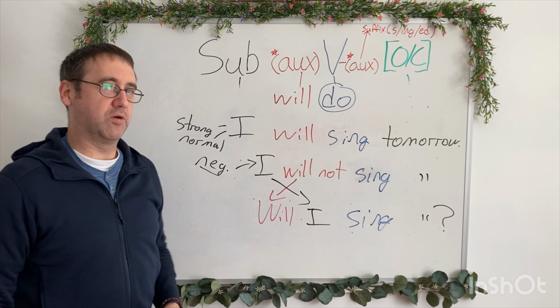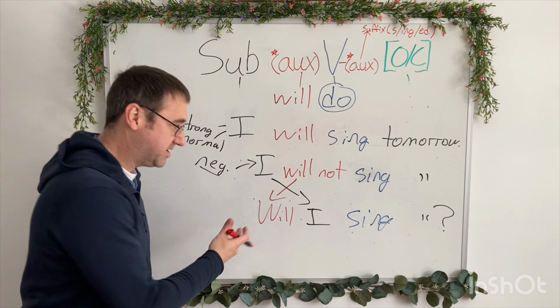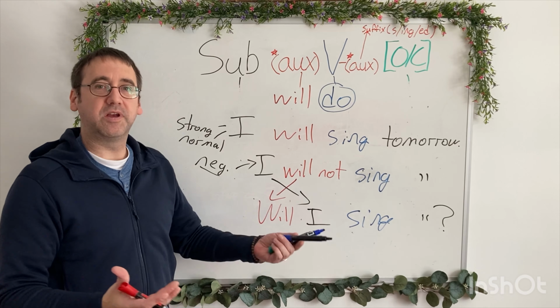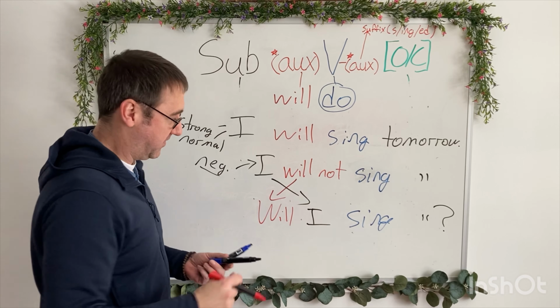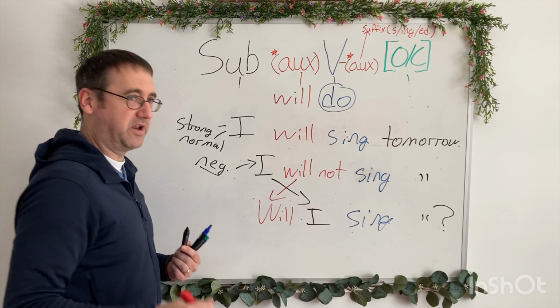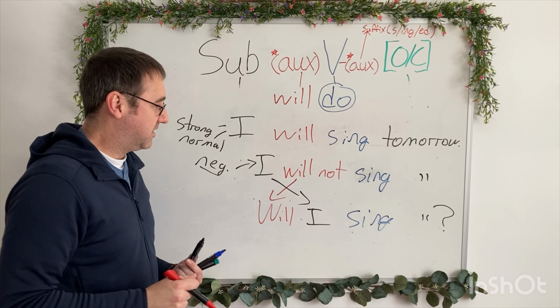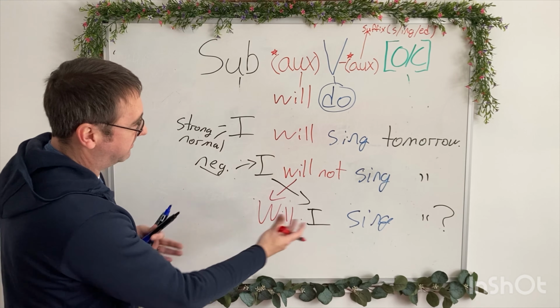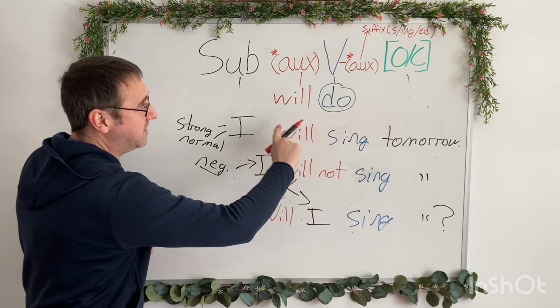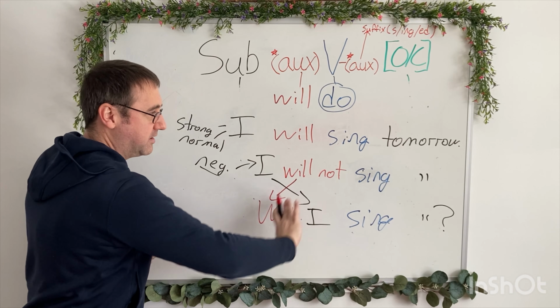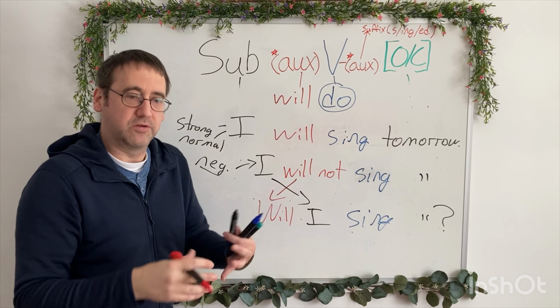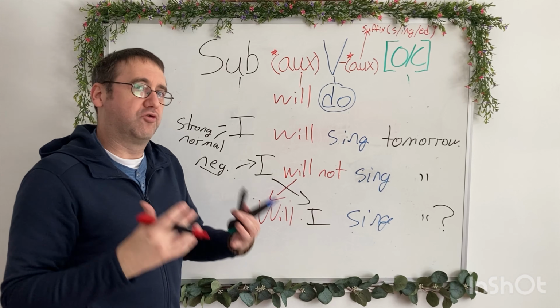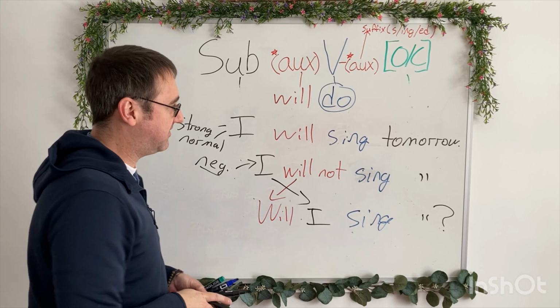Will I sing tomorrow? And then if you want to say the short, it's yes, I will sing. No, I won't sing. If you want to put this together, right? Will not can be also said won't. Okay, and so there, you're just moving this auxiliary through the sentence to control the grammar and control your meaning. Okay, so that's another example.